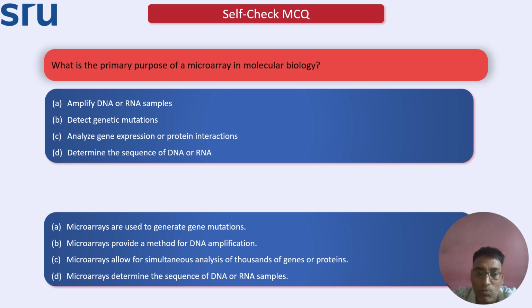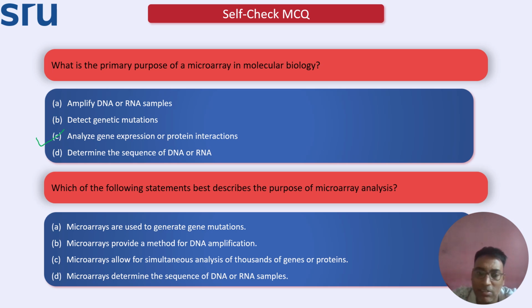Analyze gene expression of protein interactions. Yes, the gene expression data can be analyzed. Okay, but under certain conditions, some gene expression is going to change, and that can be caught. That some gene expression has gone down in some case, or something has gone up. The last one is determine the sequence of DNA or RNA. This is of course wrong.